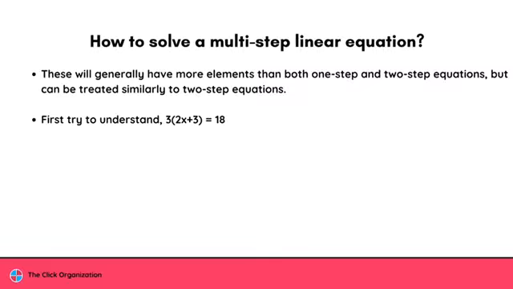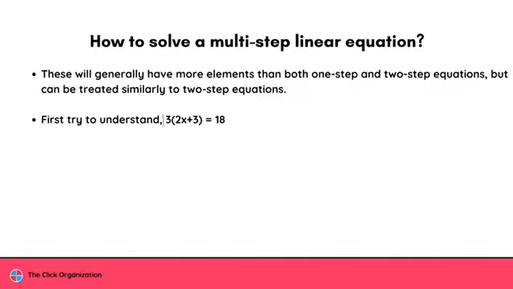So, what we can understand from a multi-step linear equation is that they will ultimately have more elements than the one-step linear equations and the two-step linear equations. After a certain point, we would be able to simplify the multi-step linear equation so that they'd look like one of the two, but you may also see some similarities in how we would solve the two-step equations and the multi-step equation. First, let's try to understand this example here.